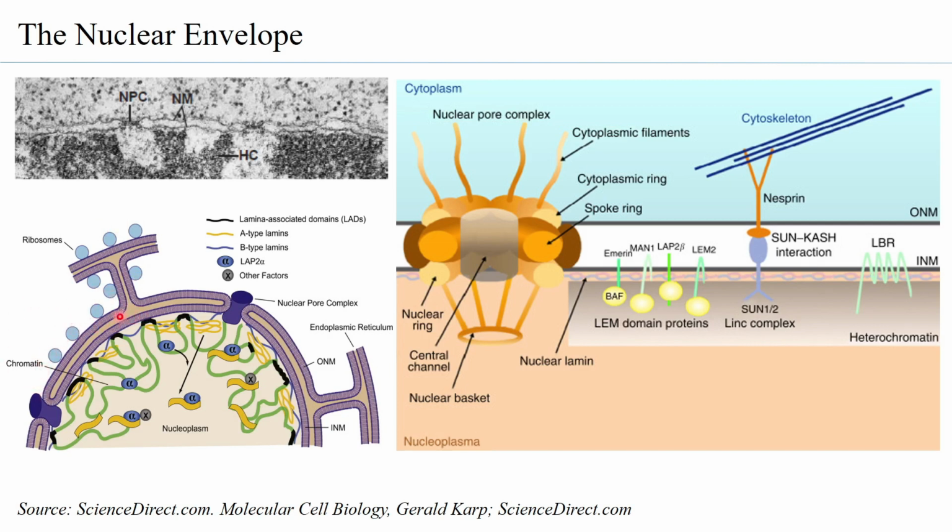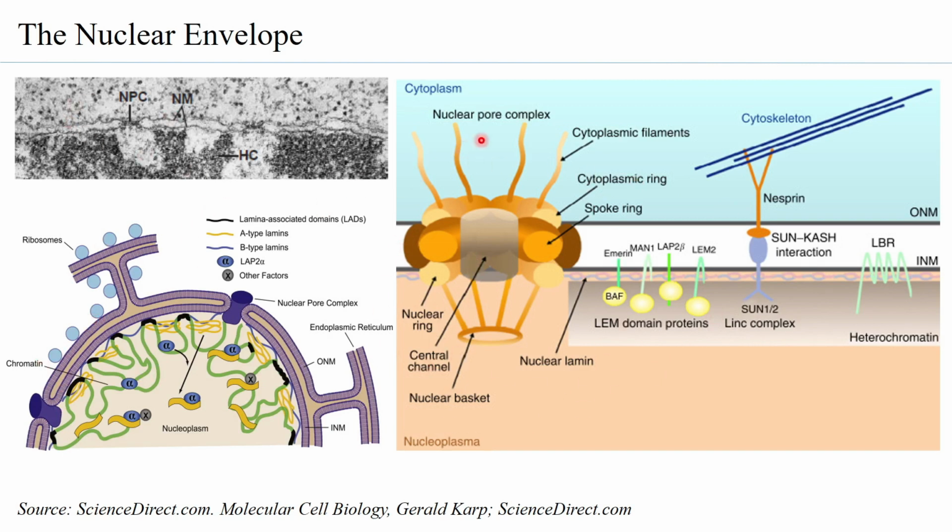What is also interesting to note is that on the outer side of the outer membrane of the nucleus, you can have ribosomes attached to it. So basically, just as the rough endoplasmic reticulum has ribosomes attached, the outer membrane of the nucleus can also have ribosomes attached on its surface. So this was the general idea of the nuclear envelope.